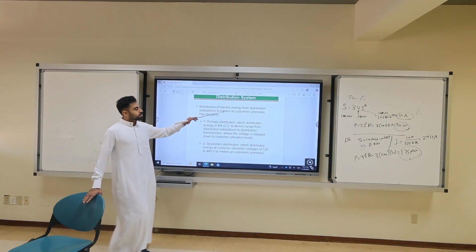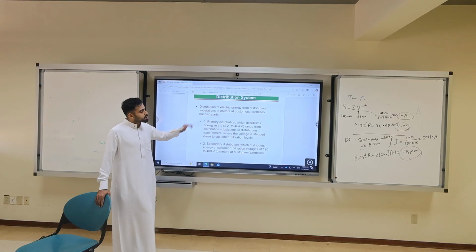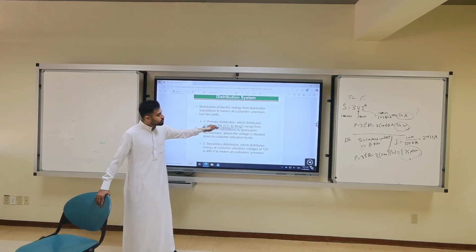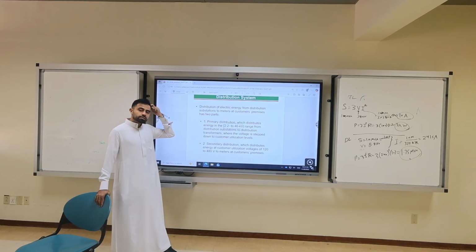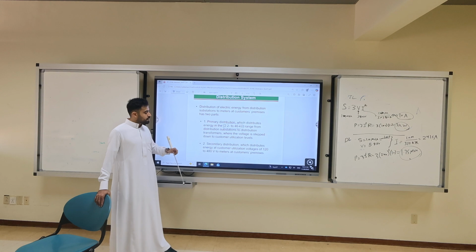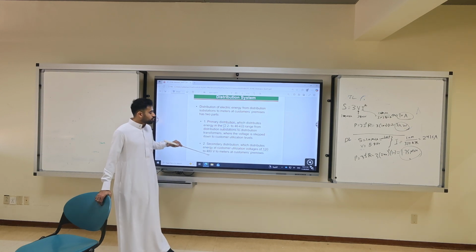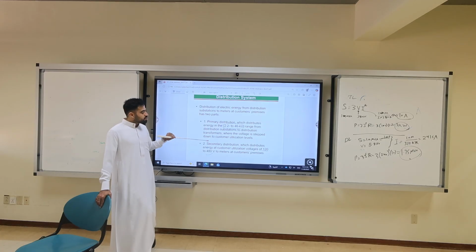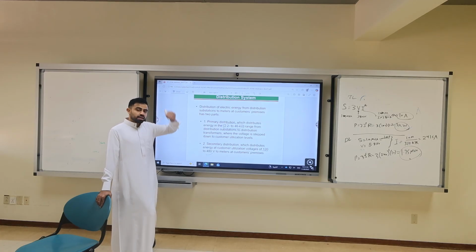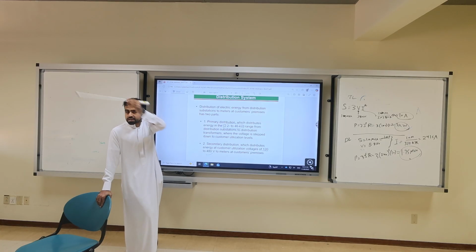Distribution of electric energy from distribution substation to meters at homes. We have two parts. We have primary distribution and we have secondary distribution. Primary distribution voltage level is 2.2 to 46 kilovolts or 69. Secondary is maybe 120 to 480 volts. So this is close to your home. This is the infrastructure in the neighborhood.